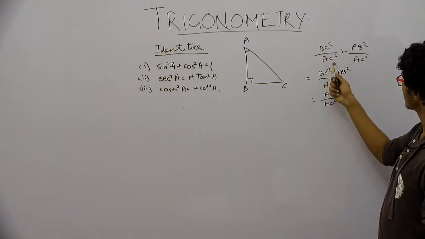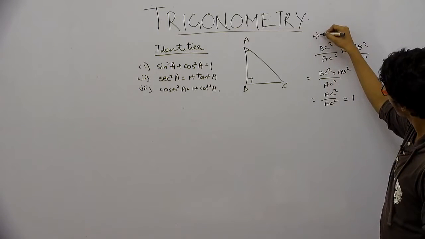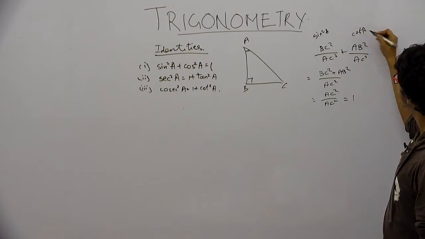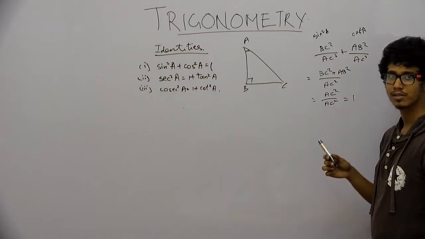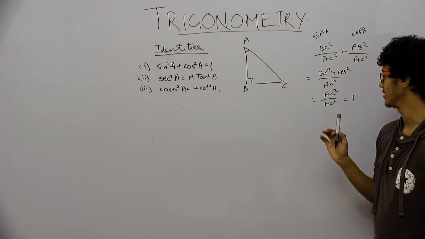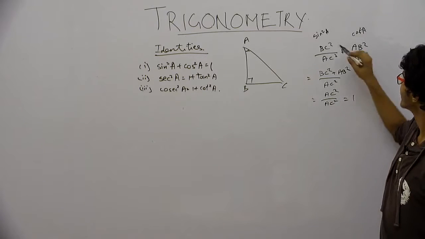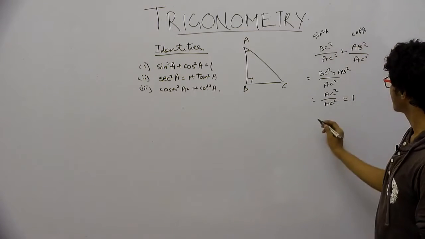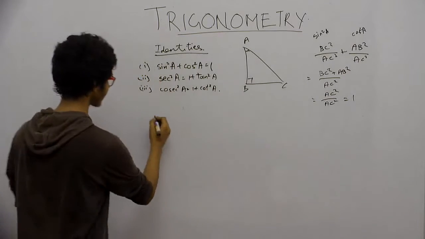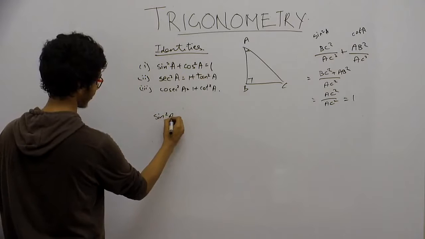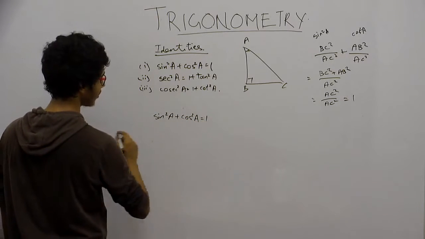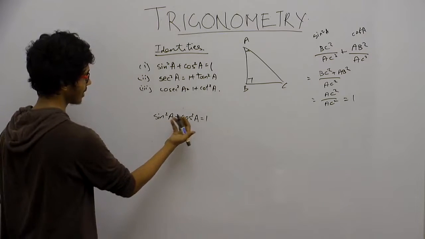So we see sine square A plus cos square A, when you add these two, sine square and cos square of the same angle, you always get 1 irrespective of the angle. Now let us divide the whole equation, both sides, by cos square A.